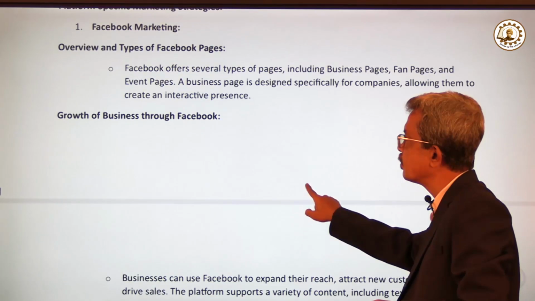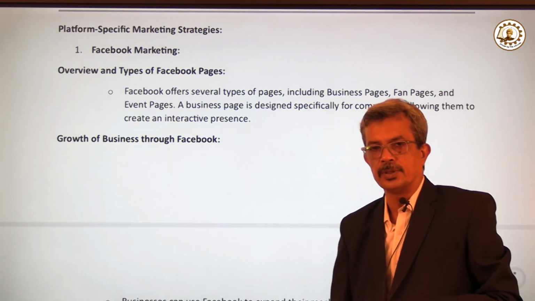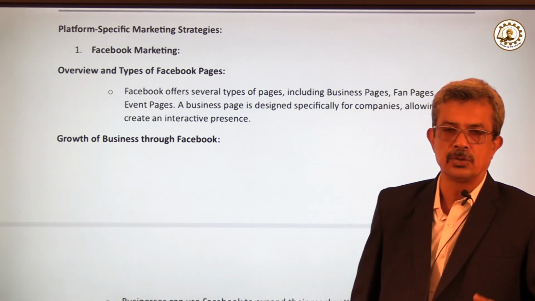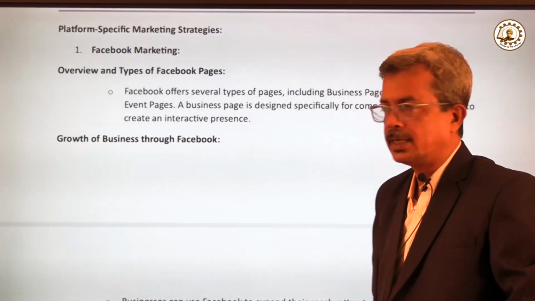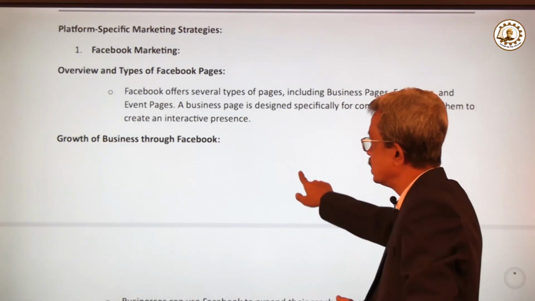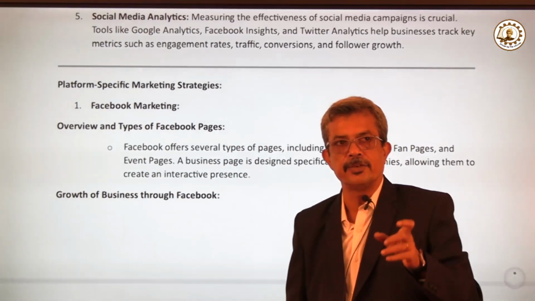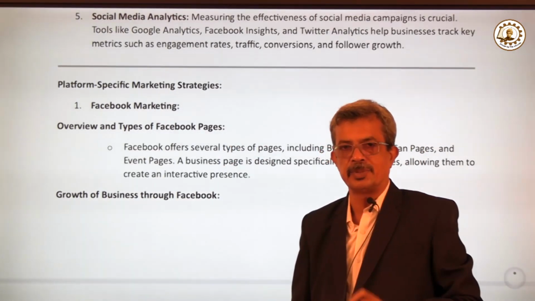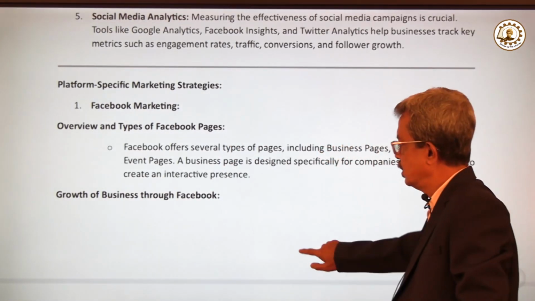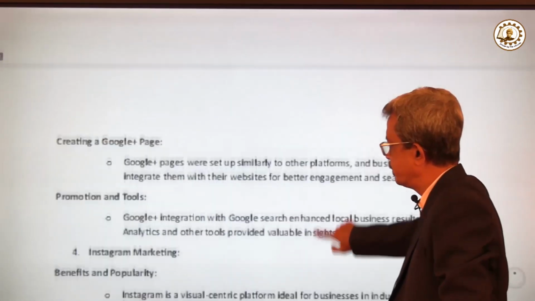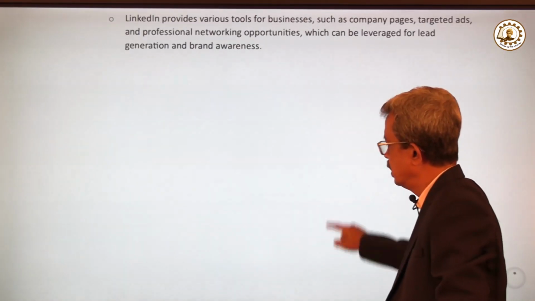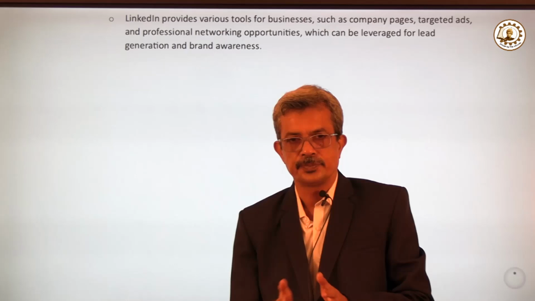Okay, so this is another question: growth of business through Facebook, or rather using the words growth of business through social media, right? How you can use it. This is called the platform-specific marketing strategy. So this is another 15 marks question that you have to draw up specifically, right? So this goes on and you create the answer, right? So this is how it is.